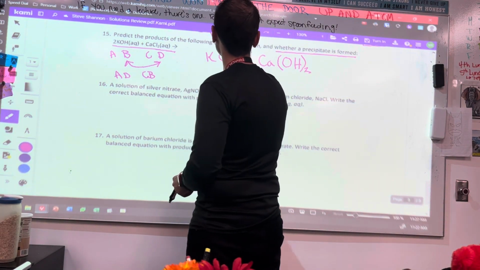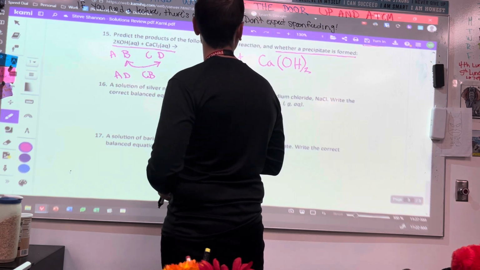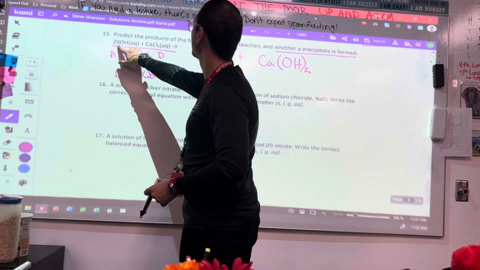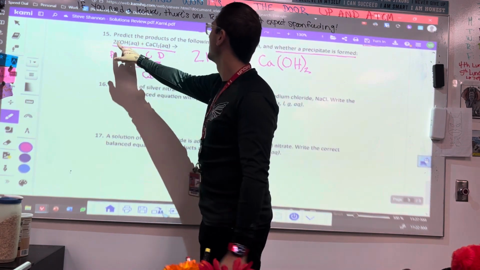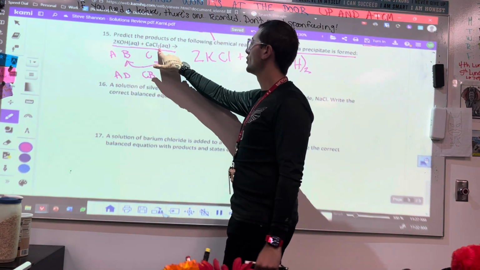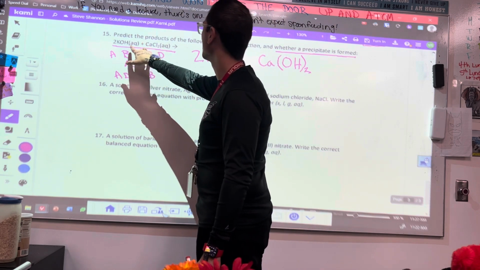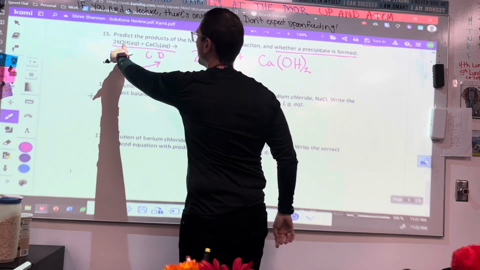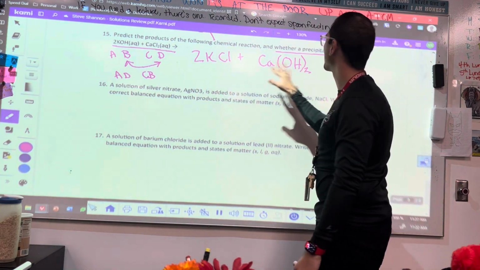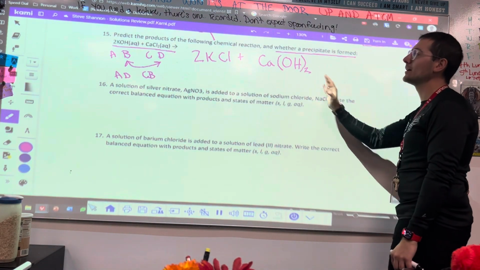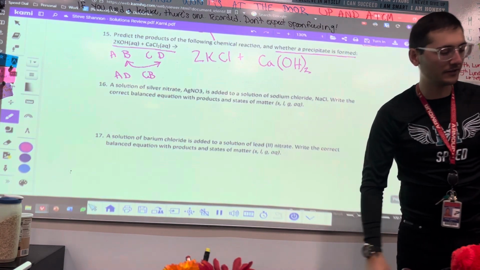Now that I have these products, I need to balance them. I have 2 K and 1 K here, so I need 2 K here. And then that 2 takes care of this chlorine 2. And then I have calcium and hydroxide, where I have 2 OHs and 1 Ca. That is taken care of. So these are my final products. And now I need to say which one is a precipitate.